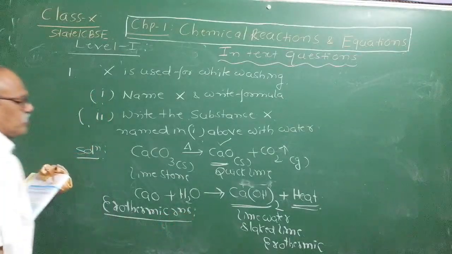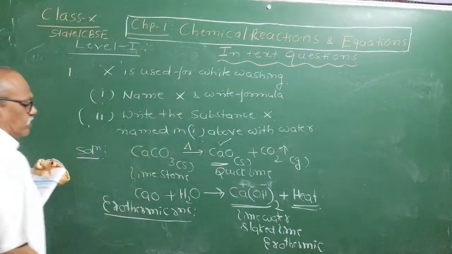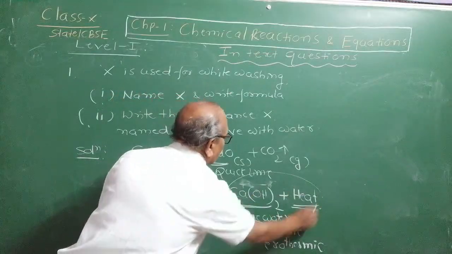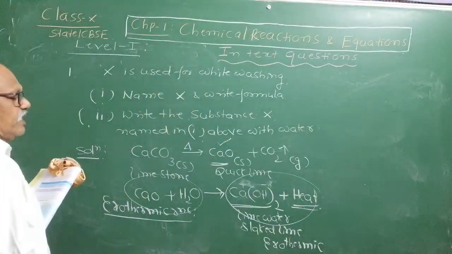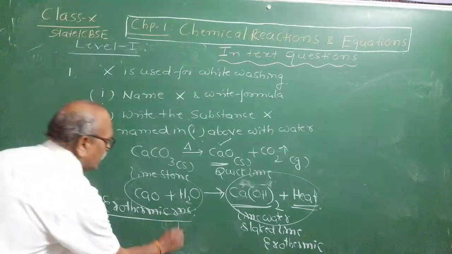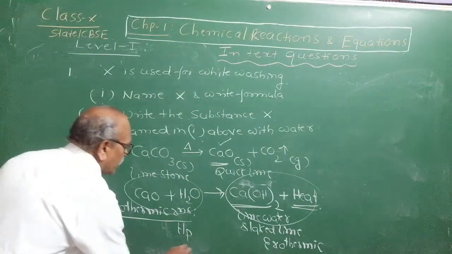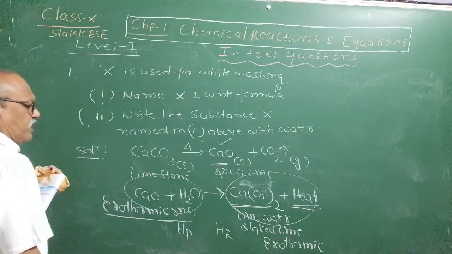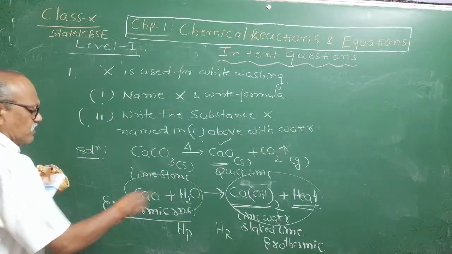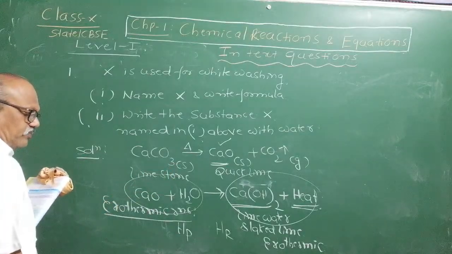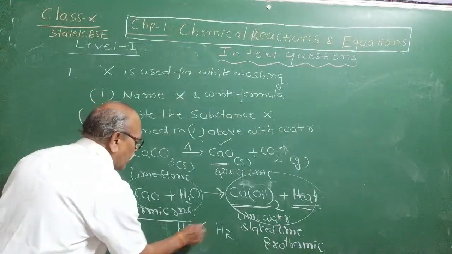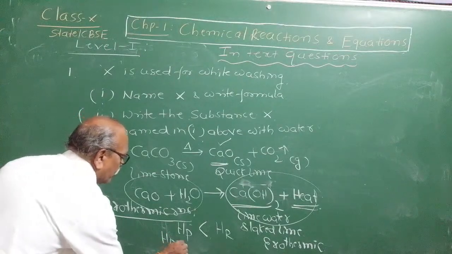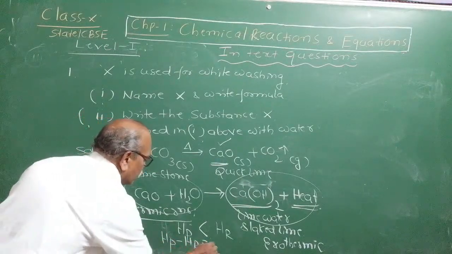In exothermic reactions, heat is liberated from the product. Therefore, if you observe the heat content of the reactants and the heat content of the products, which one will be less? Generally, in the case of an exothermic reaction, the heat content of the products will be less than the heat content of the reactants. Therefore, this difference, heat of products minus heat of reactants, will be what?